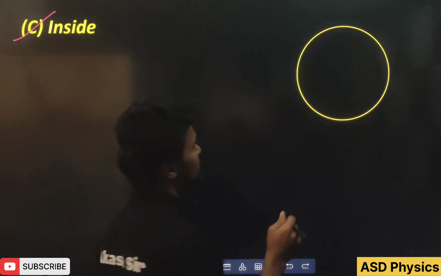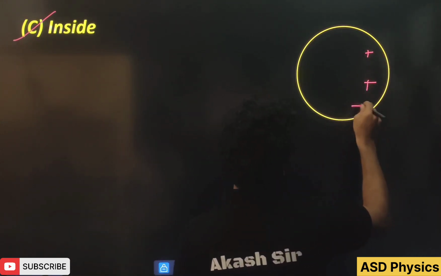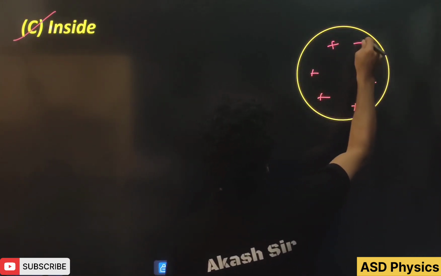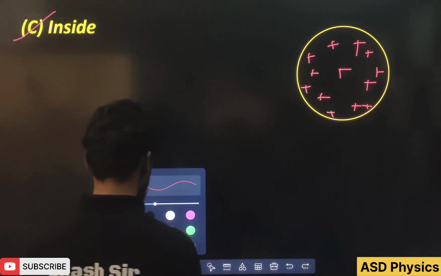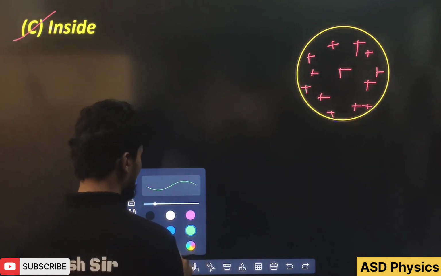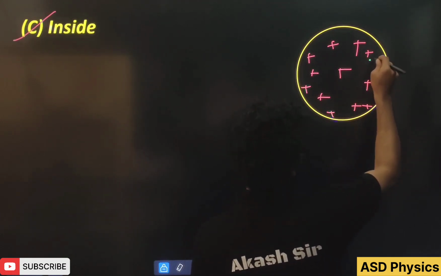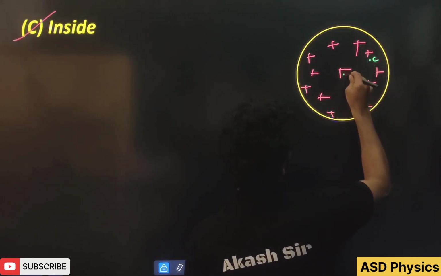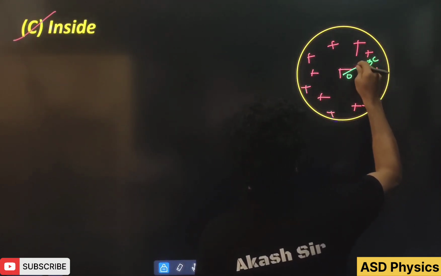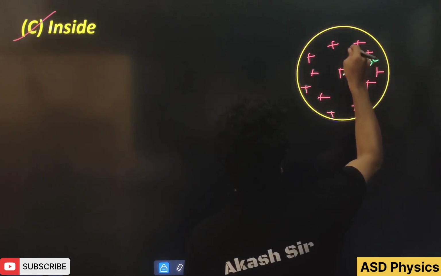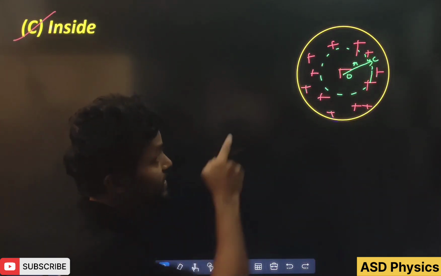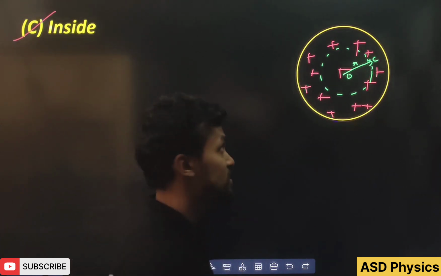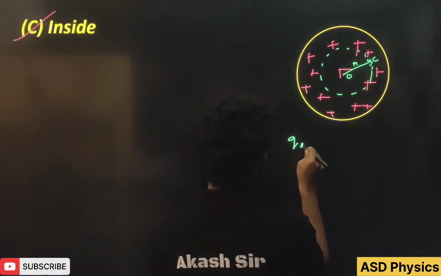Here this is somewhat interesting. Why? Because here I have taken the charge distributed all around inside. If I take one point here, point C, and this is my center O, this distance is small r. Through this point C I will take one Gaussian surface. Inside the Gaussian surface some charge will be there, and this charge is Q enclosed.